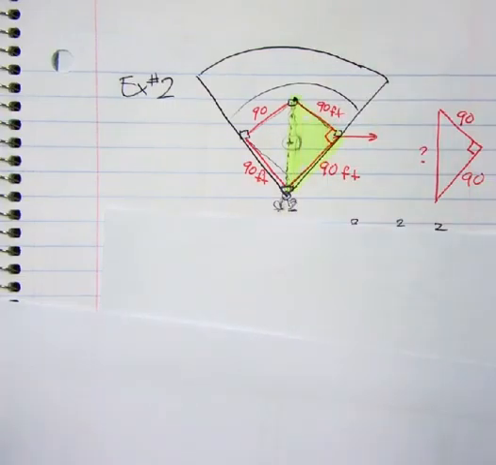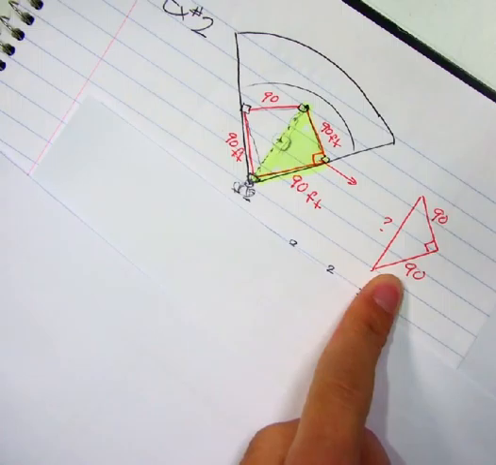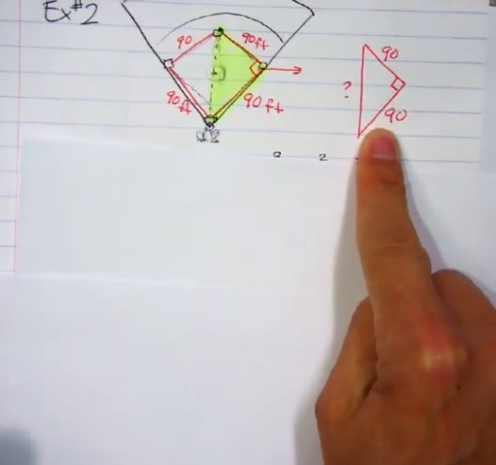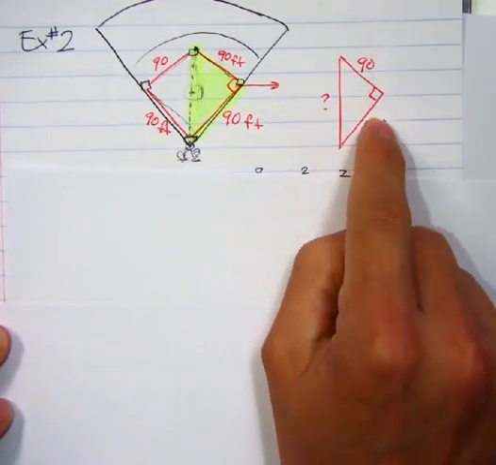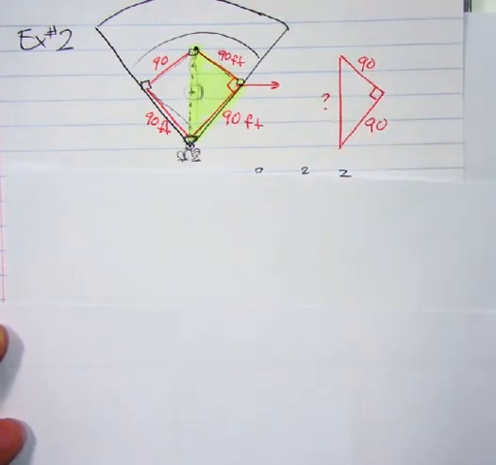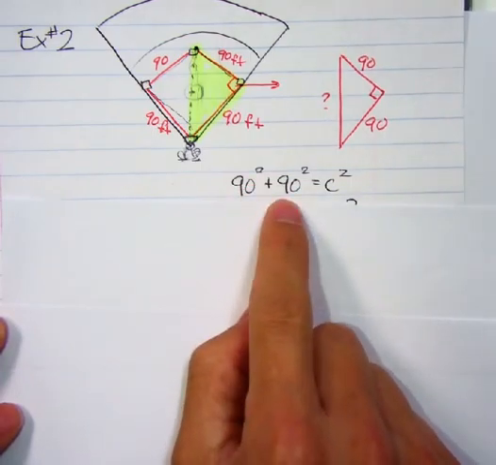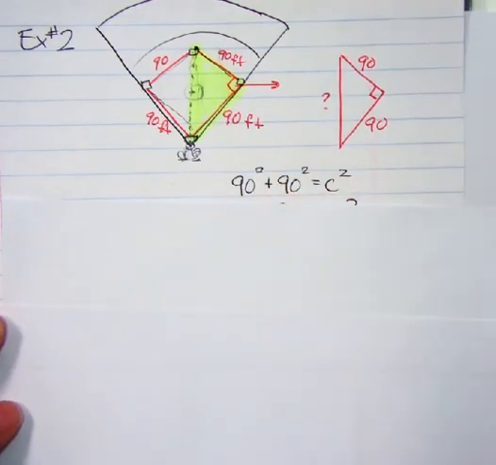Okay, if I pull that right triangle right out, I draw it over here, right? I can rotate it and you can see that it's a right triangle. All right, and so in this right triangle, the two legs are 90 and 90. I just don't know what this third leg is, which is the c, the hypotenuse. And so I'm going to set this up. 90 squared plus 90 squared equals c squared.